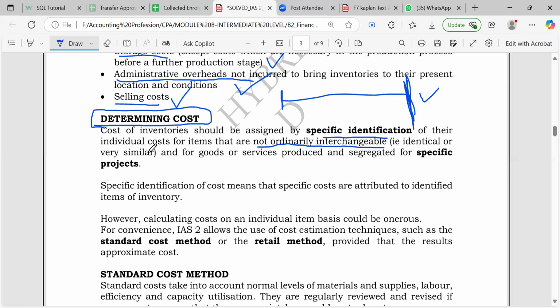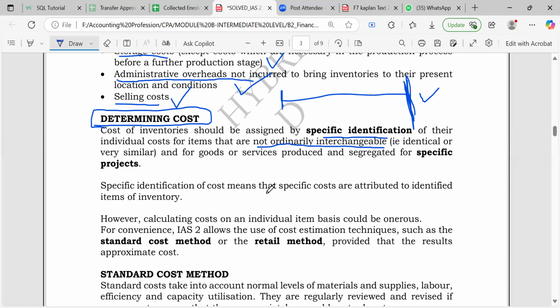are you even going to notice? No. But if you have things which can actually be differentiated, if you interchange, you notice, okay, I've interchanged this one. But since something like flour is not interchangeable, that's why we say we have to assign the specific identification. And for goods or services produced and segregated for specific projects. Okay, let's go direct now to this specific identification.